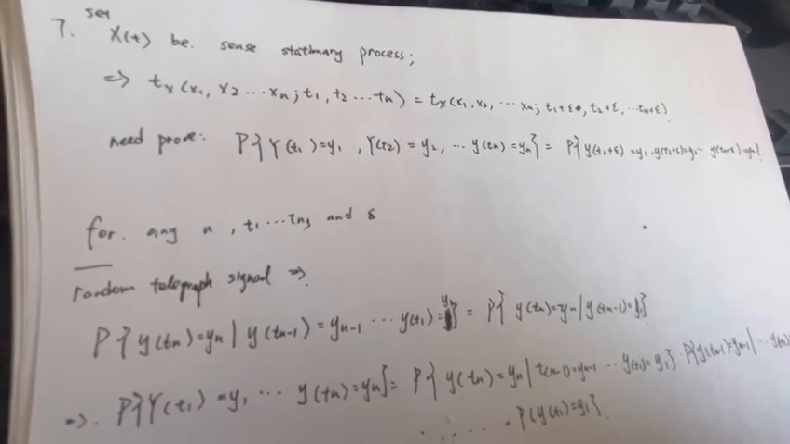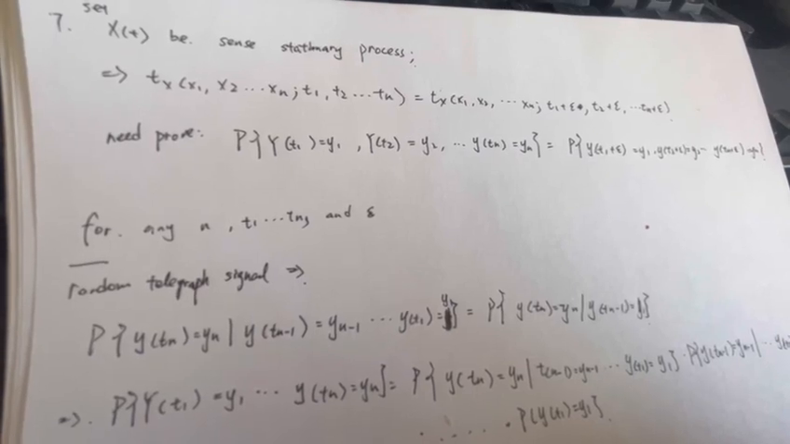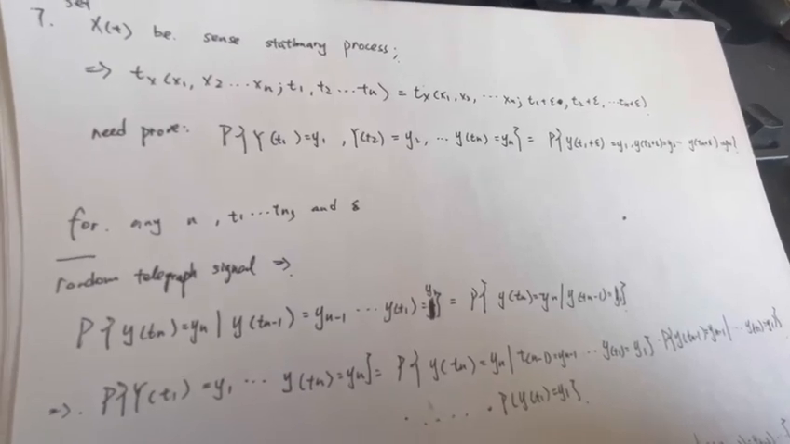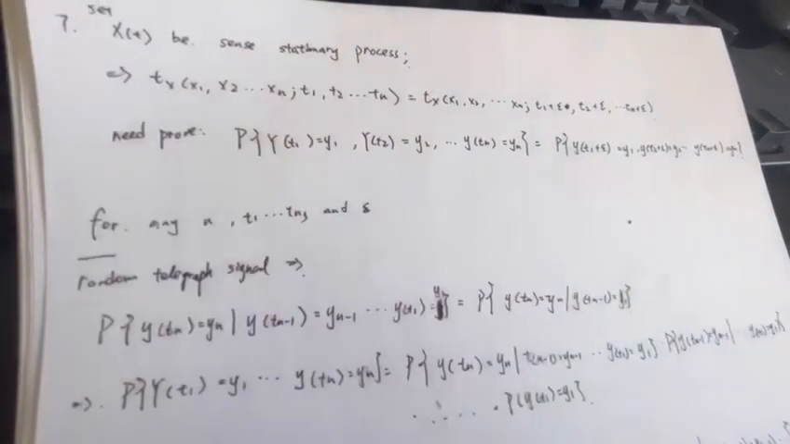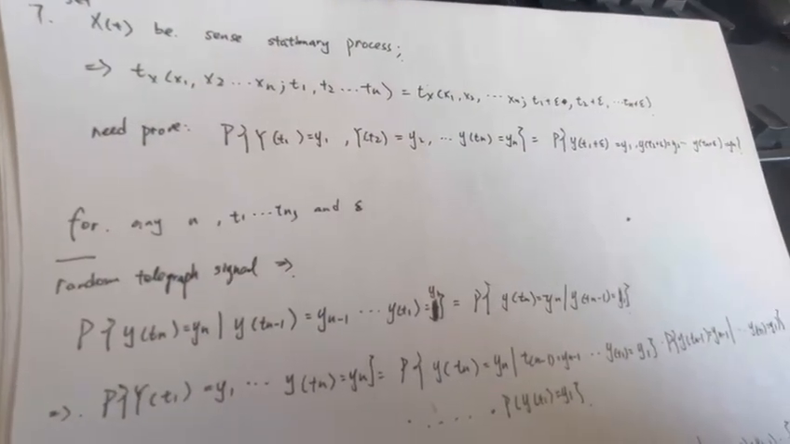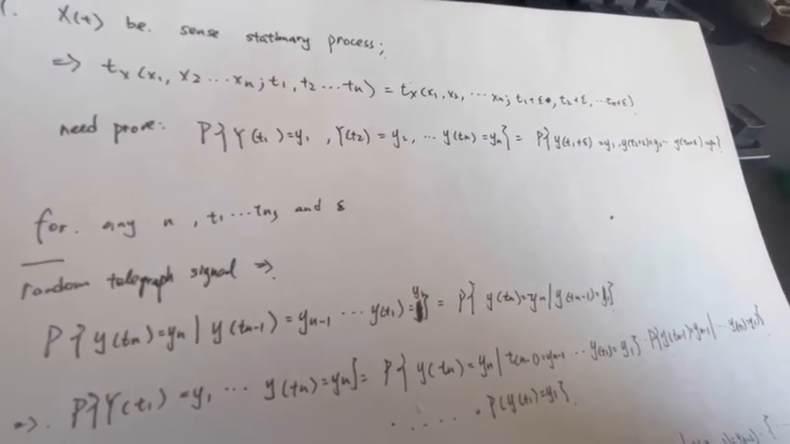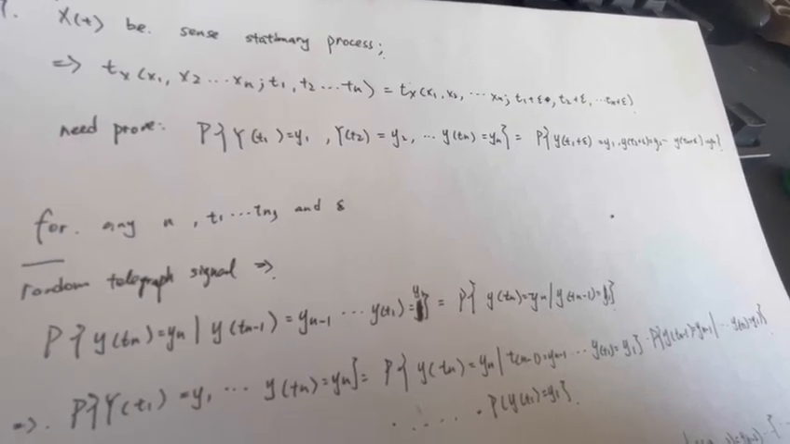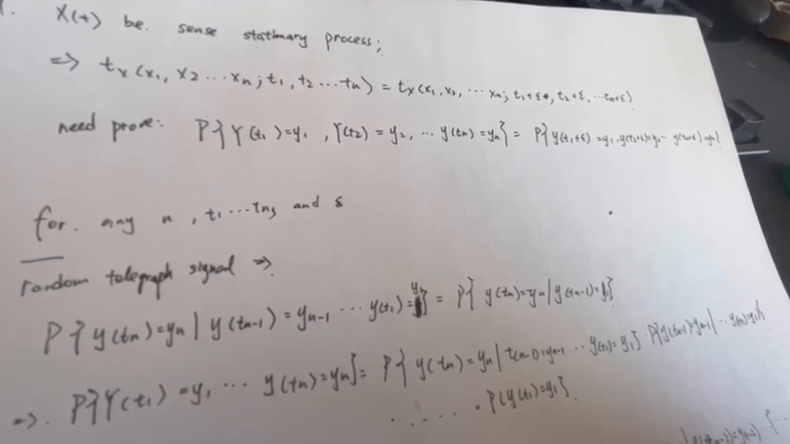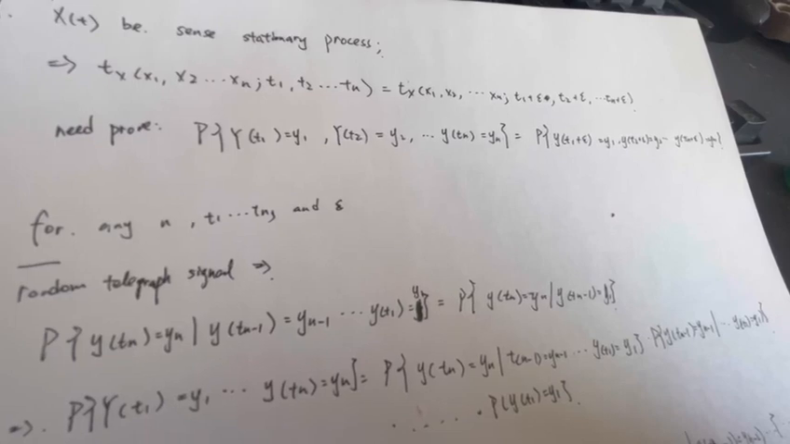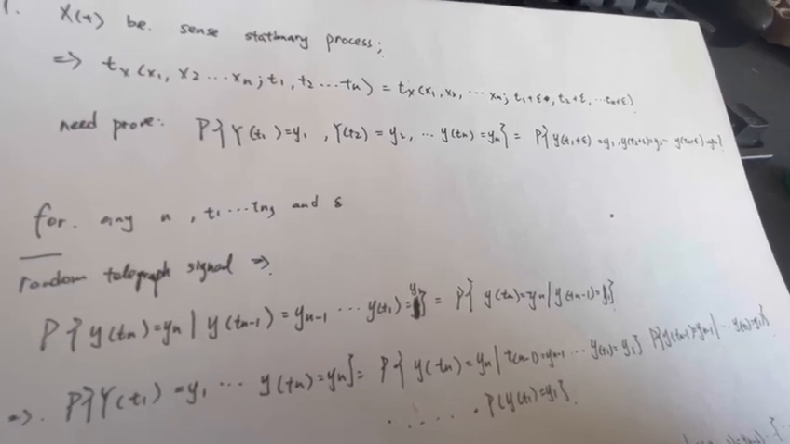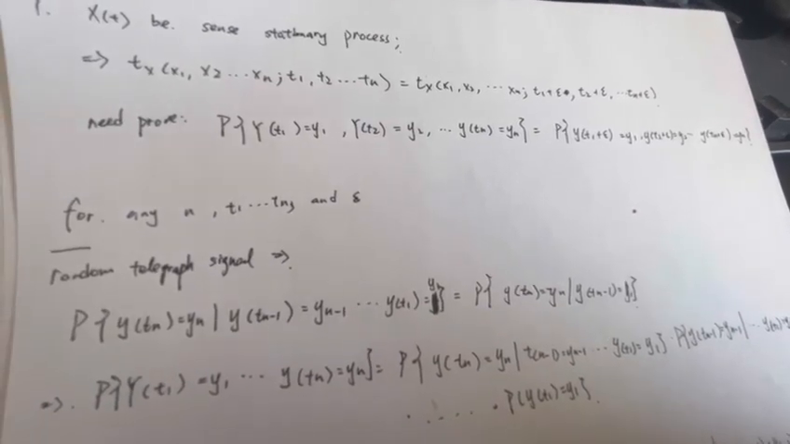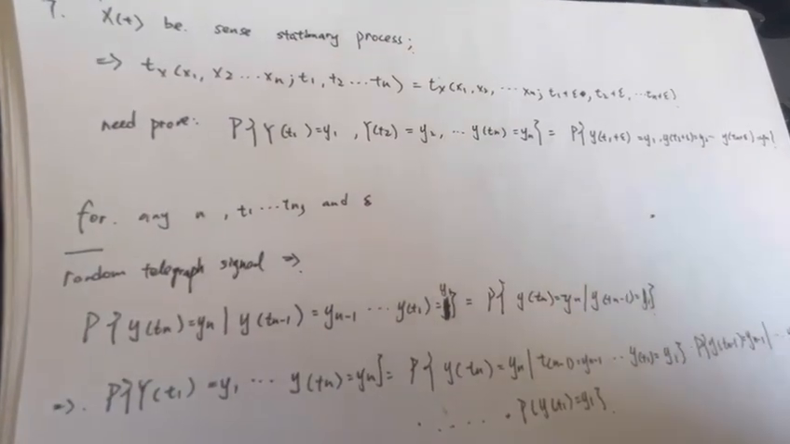Since the question asks us to show that the random telegraph signal is a strict sense stationary process, we need to prove that the probability of Y(t1) equals y1 and Y(t2) equals y2 all the way to Y(tn) equals yn will be equal to the probability of Y(t1 plus epsilon) equals y1 and Y(t2 plus epsilon) equals y2 all the way to Y(tn plus epsilon) equals yn, for any n, t1 all the way to tn, and epsilon.